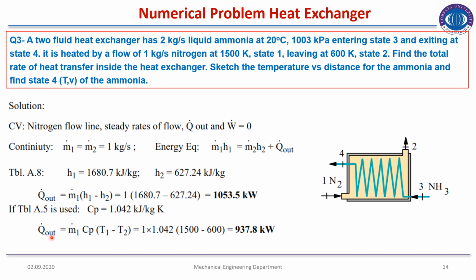Now when you use the value of Cp that is mentioned in table A.5 for nitrogen, the heat transfer rate is less than the heat transfer rate found from the enthalpy. So when you put the value of Cp of nitrogen and temperatures of nitrogen at the inlet and exit, the heat transfer is 937.8 kilowatt, whereas when you find the heat transfer rate from the values of enthalpies, it comes out to be 1053.5 kilowatt.